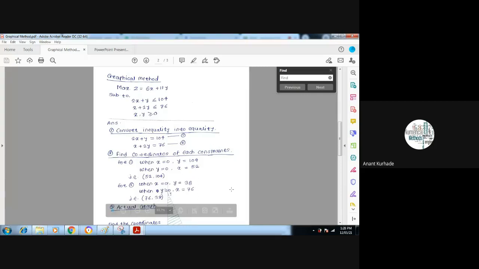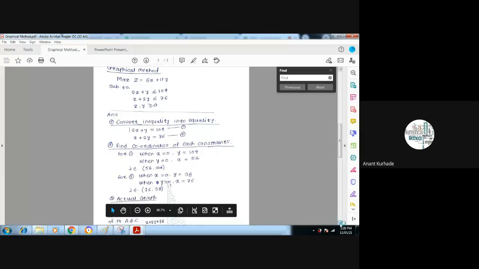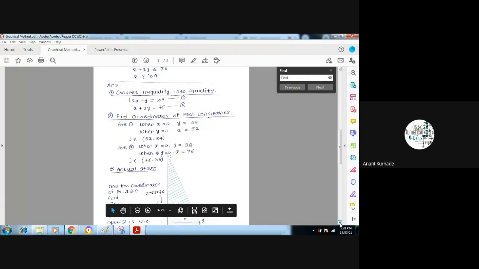Now, second step, find the coordinates. Already we have studied how to find them. Put x equal to 0 in the first equation and find y. If x is 0, y is 104, and when y is 0, x is 52. So the coordinates for the first constraint are (52, 104). Don't write (104, 52), because inside the bracket we always write the x coordinate first and then the y coordinate.